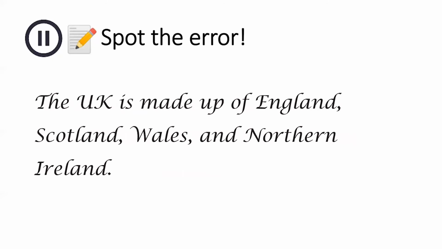Last one now. The UK is made up of England, Scotland, Wales, and Northern Ireland. You spotted the error? Yeah, it's this comma here. We don't need a comma before and. So let me cross that one out. Now let's see. The UK is made up of England, Scotland, Wales and Northern Ireland.